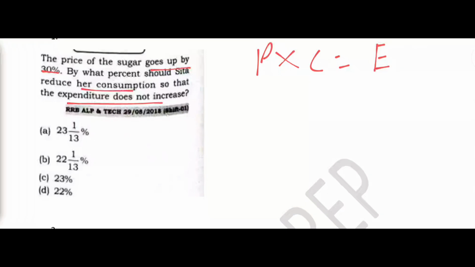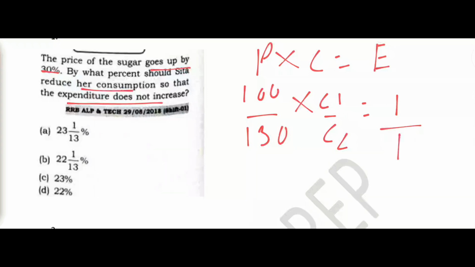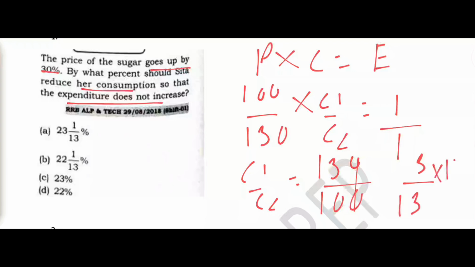We want to find how much Sita should reduce her consumption. Your price goes from 100 to 130, and consumption we want to find out, and we're told that expenditure remains the same. Expenditure does not increase, meaning it remains the same. So C1 upon C2 is 130 by 100. These zeros get cancelled. How much is it decreasing from C1 to C2? From 13 it is becoming 10. So 3 upon 13 into 100.